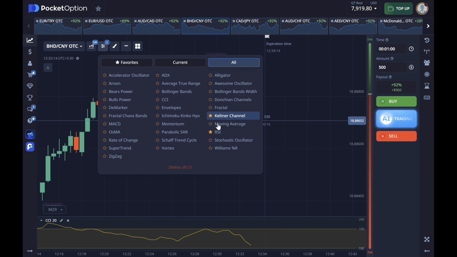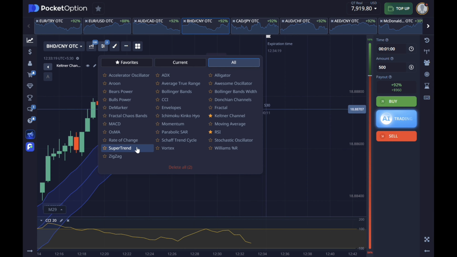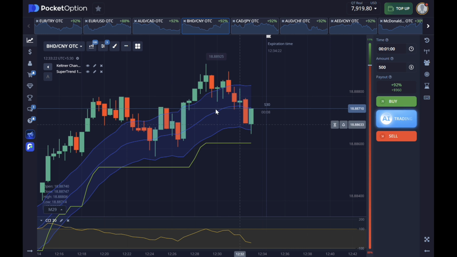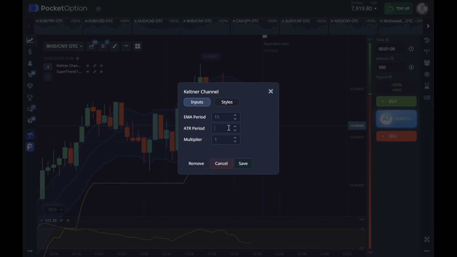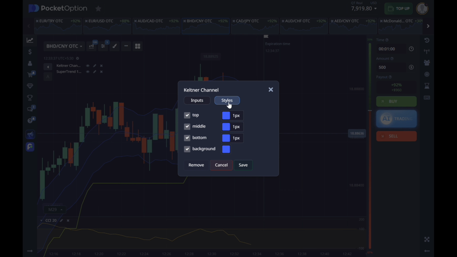Okay, so let's add the indicators here. First, we have our CCI, second, we'll add the Keltner Channel, and third, our last one, SuperTrend. Alright, now let's change the settings. In the Keltner Channel, we'll set the moving average period to 11, and for the ATR period, we'll set it to 6, and we'll leave the multiplier as it is.